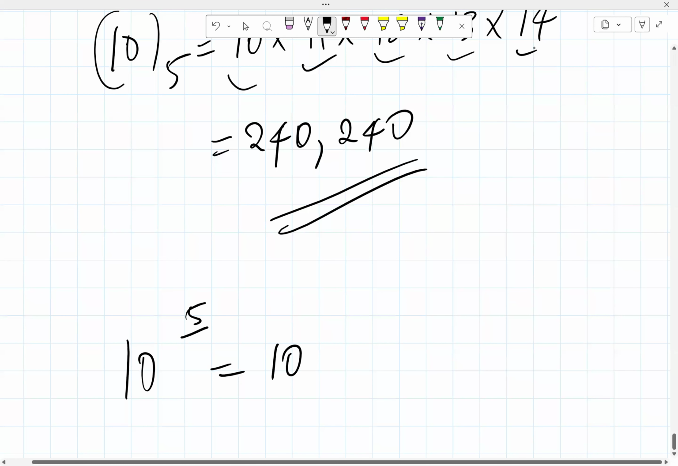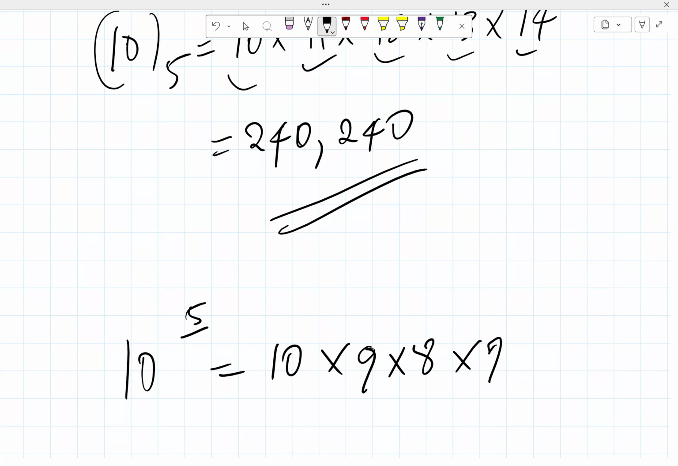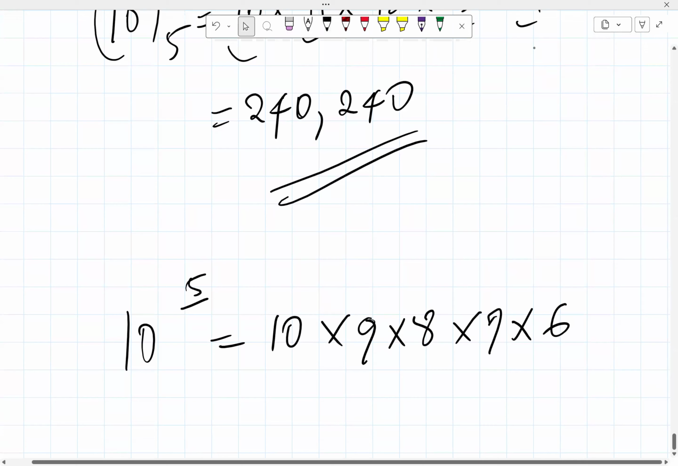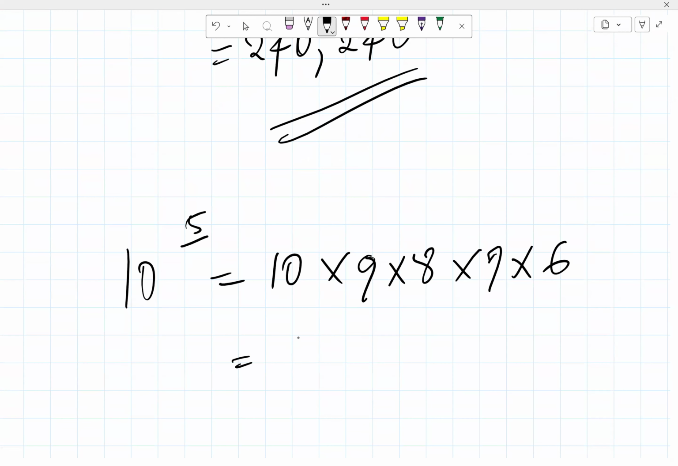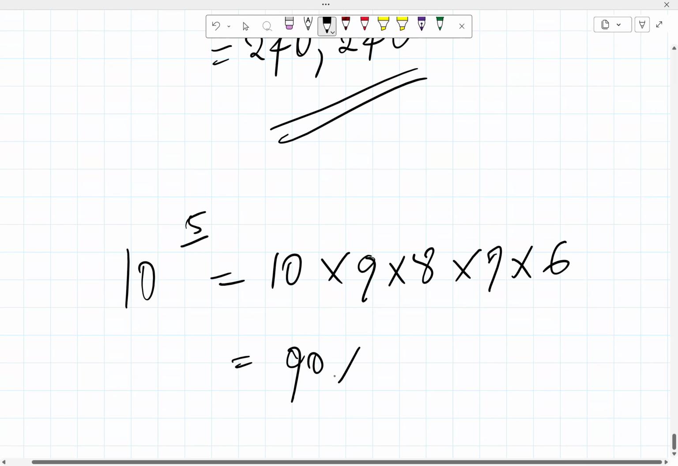So that means I have 10 times 9 times 8 times 7 times 6. Okay. So unlike factorial, which starts from 1, this one starts from any number you start with and goes up or down, depending on whether you're dealing with rising or falling factorial. So of course, 10 times 9 is 90. 8 times 7 is 56. And then you have 6.